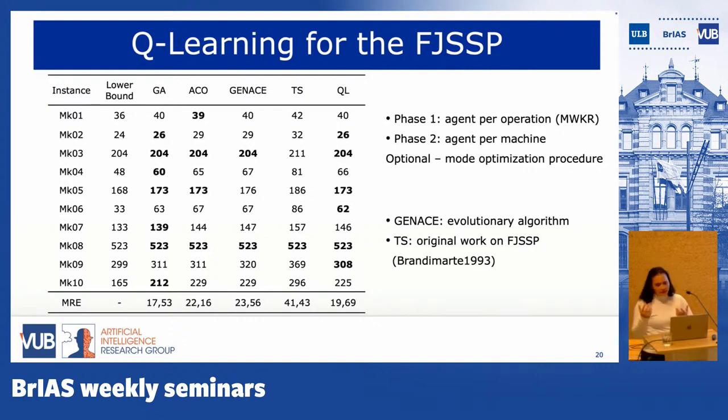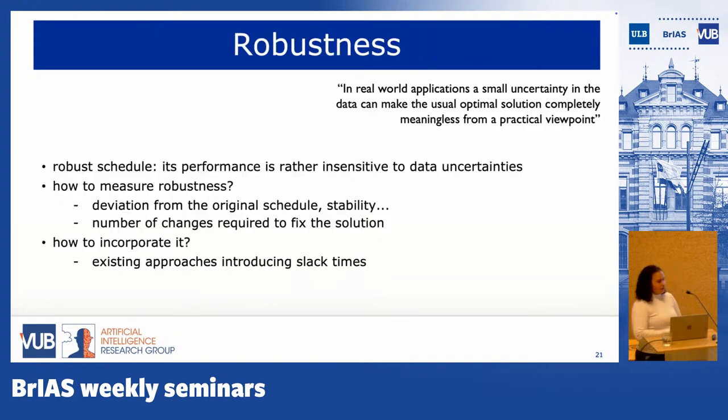We also checked other scenarios, but it's not time to explain them all. Then we decided to check, okay, now we have results that are good in quality and in computational time, I mean, it doesn't take that long to get them. Let's see how we can deal with robustness, okay?